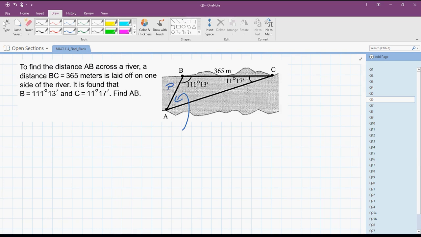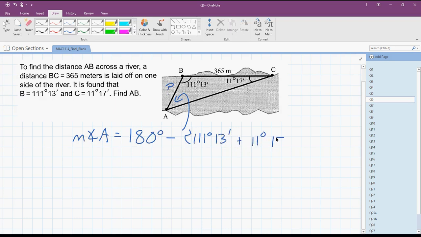And how do we do that? Add the angles and subtract from 180. So the measure of angle A, we need to figure out. So we'll take 180 degrees and subtract off 111 degrees and 13 minutes plus 11 degrees, 17 minutes. I would turn some of these to decimals, but the decimals on these don't come out nice. So that's why I keep everything in minutes for this. And in your calculator, you can use the minutes too, and I'll show you where that is in a second. So what is the measure of angle A?